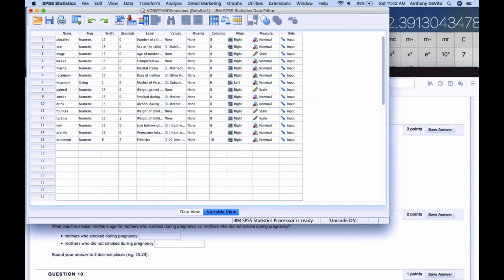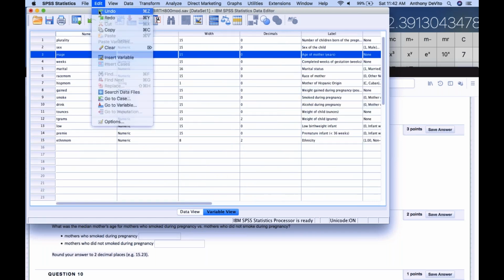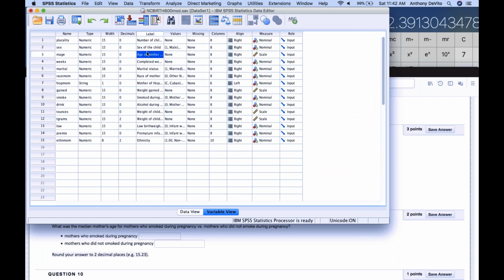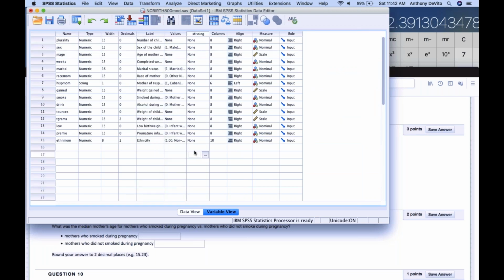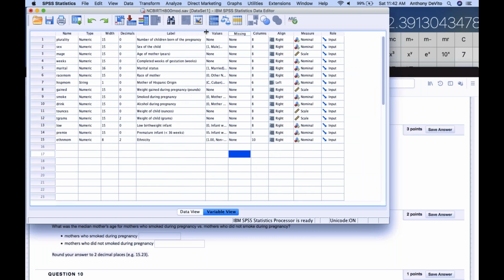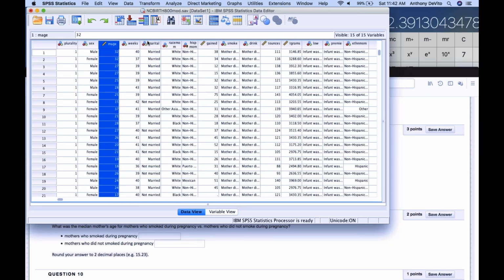I'm going to go to the variable view just to make sure. And if I look in the variable view, here is that variable described. M-age is a numerical variable. And what does it represent? There we go. Okay, the mother's age represents the age of the mother in years. That's the variable that I want then. Okay, so I'm going to go back here.